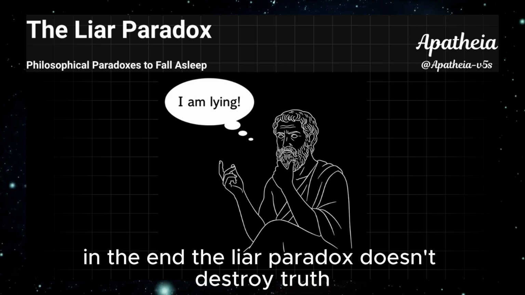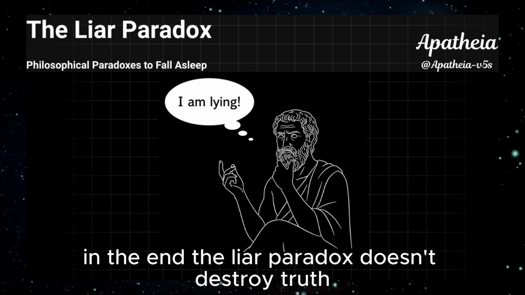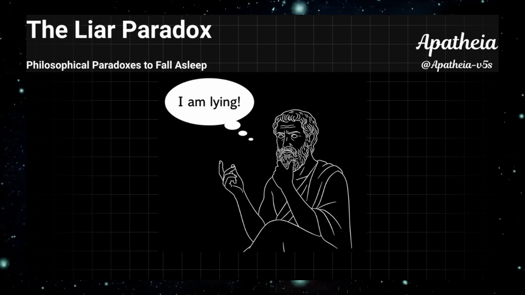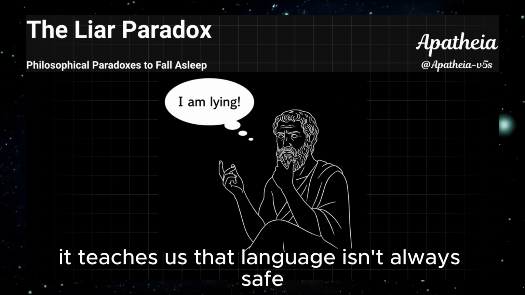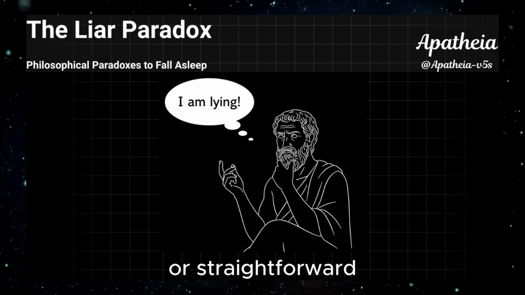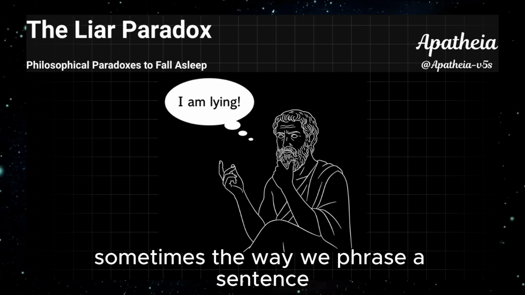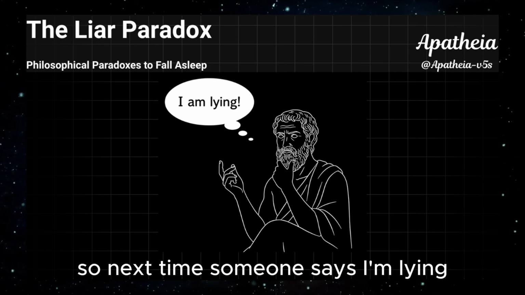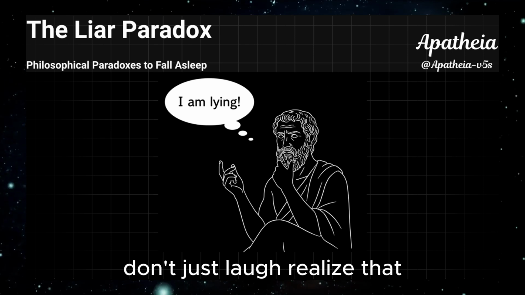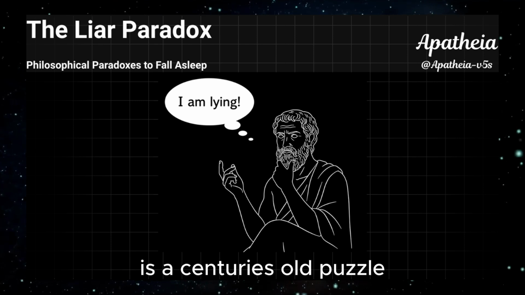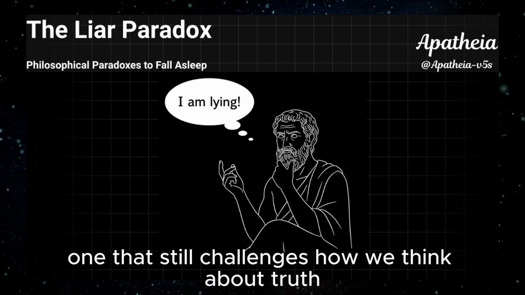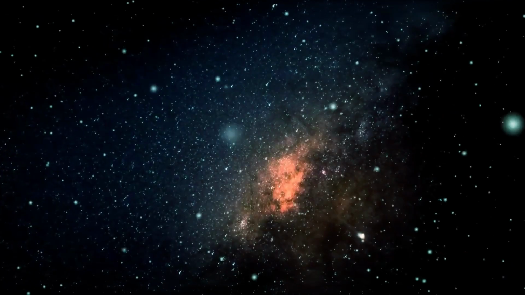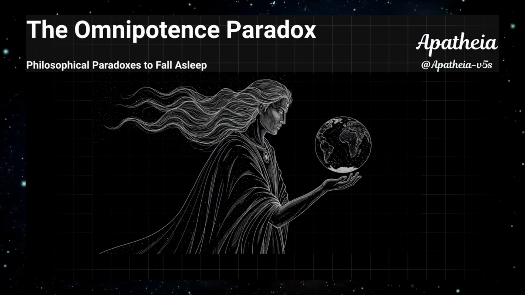In the end, the liar paradox doesn't destroy truth, but it forces us to think more carefully about how we define and use it. It teaches us that language isn't always safe or straightforward. Sometimes the way we phrase a sentence can push the limits of logic itself. So next time someone says, "I'm lying," don't just laugh. Realize that hidden in that simple statement is a centuries-old puzzle, one that still challenges how we think about truth, meaning, and even reality. The Omnipotence Paradox.